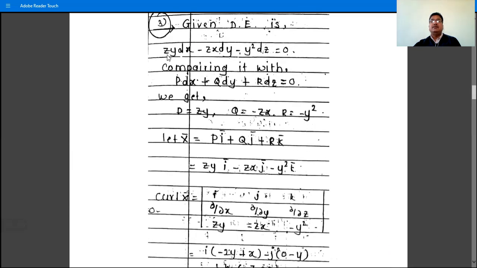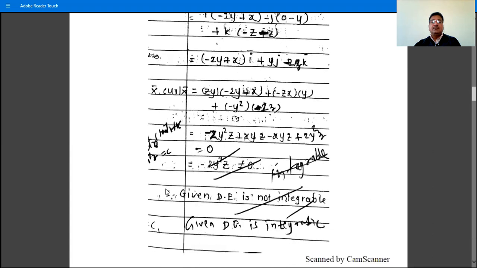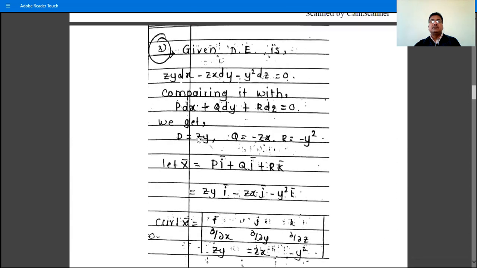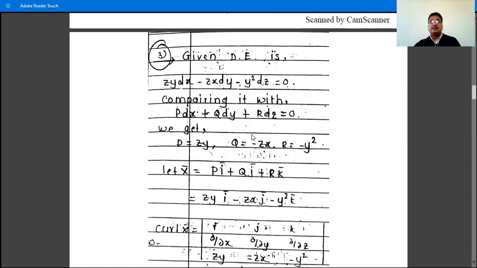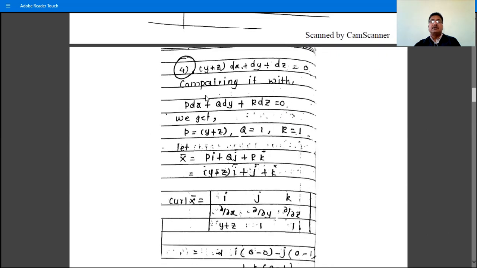Divide by x into y into z. So what do we have? We have 1/x dx plus 1/y dy minus y/z dz, and then solve. It is one variable separable, and then solve it.